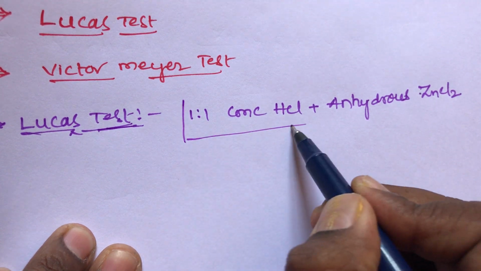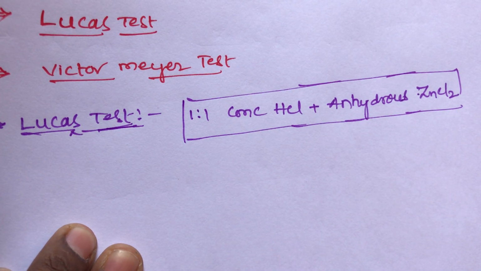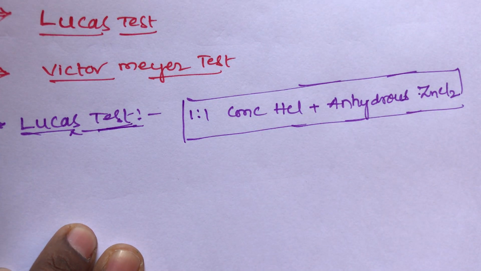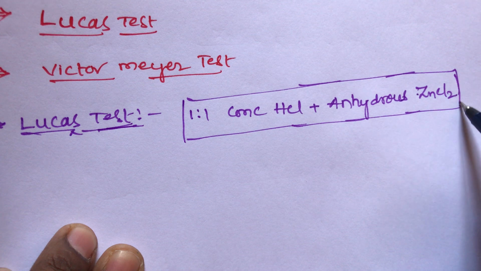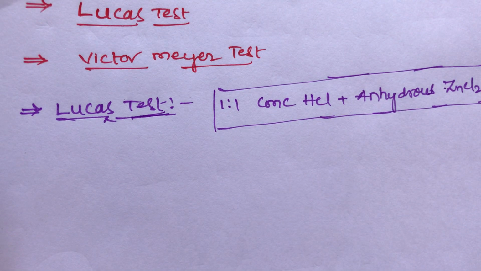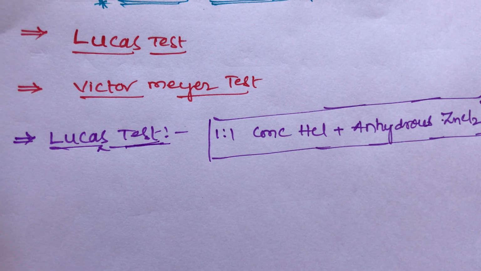This is the Lucas reagent combination. Students, what is the Lucas reagent combination? It is the mixture of a 1:1 ratio of concentrated HCl plus anhydrous ZnCl2. It belongs to Lucas reagent. So what is the purpose of the Lucas test? This Lucas test is for identification of alcohols, that is primary alcohols, secondary alcohols, and tertiary alcohols.